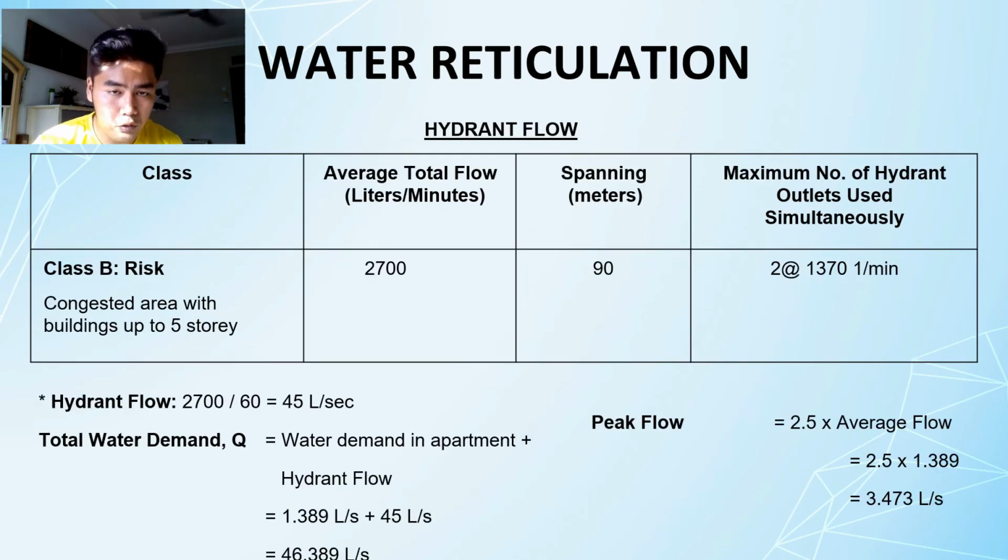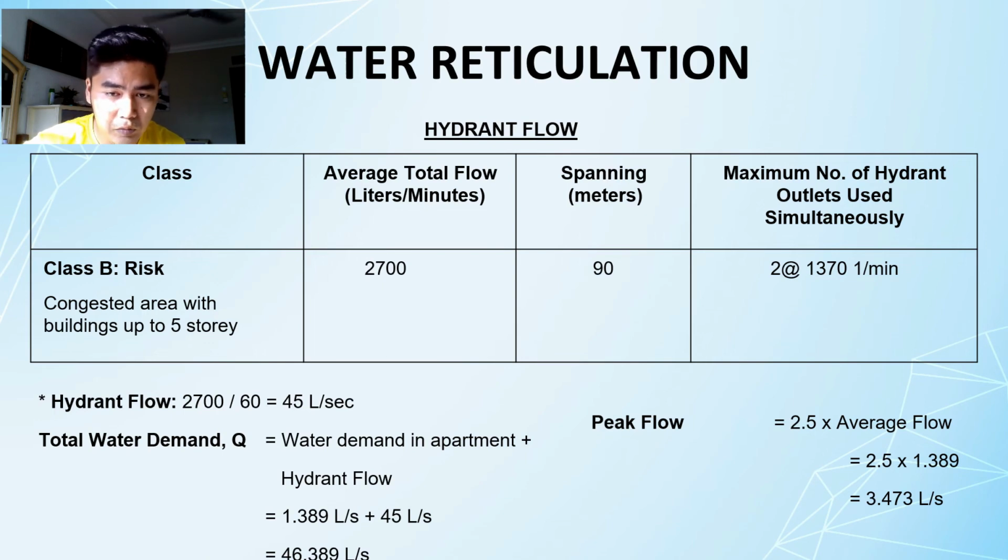For the hydrant flow, the class is class B, which is a congested area with buildings up to 5 story. The average total flow in liter per minute is 2,700. The spacing is 19 meter. The maximum number of hydrant outlets used simultaneously is 2, which is at 1370 per minute. For the hydrant flow, 2700 divided by 60 second, it will get 45 liter per second.